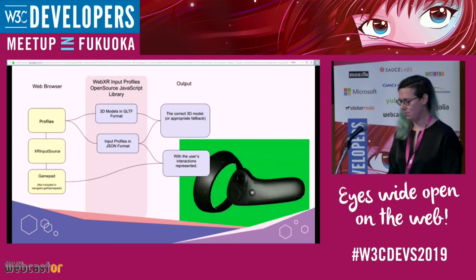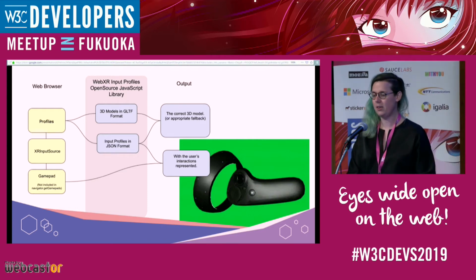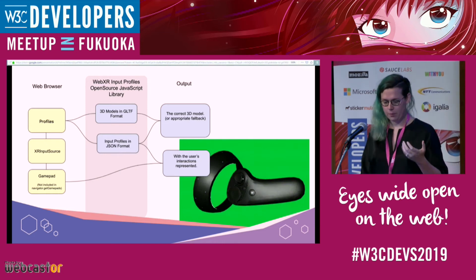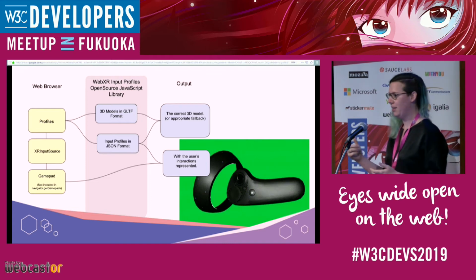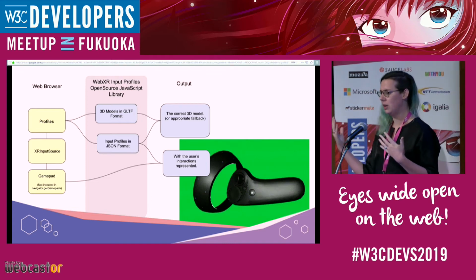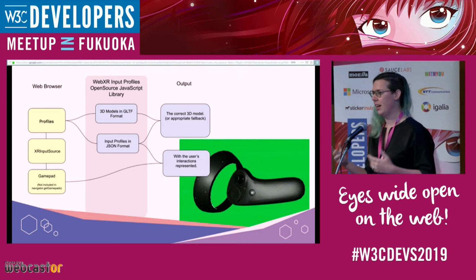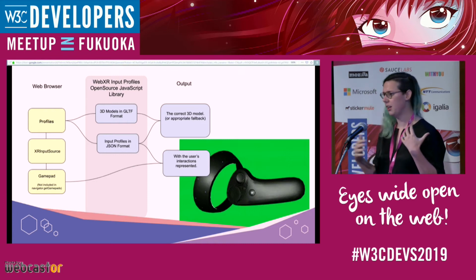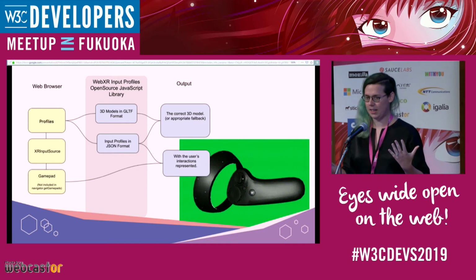So the way controllers work in XR is surprisingly complicated, because it's difficult to map what the user has in their hand to not only a real device, to a virtual representation of the real device in a way that's responsive, but also to do it in a way that's secure and doesn't expose too much information as a fingerprinting target.